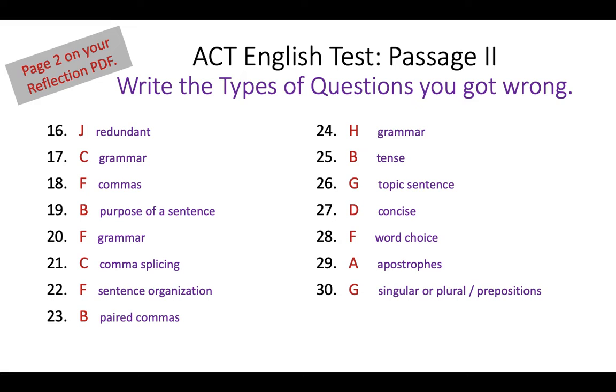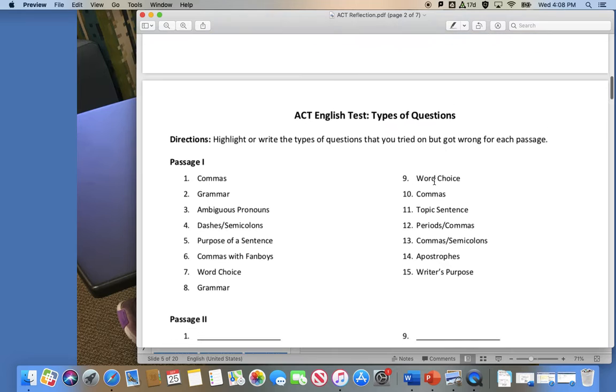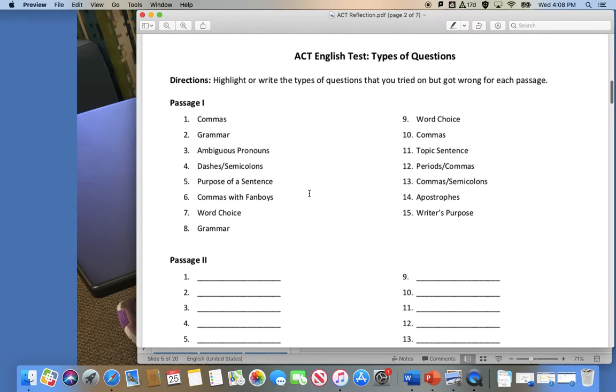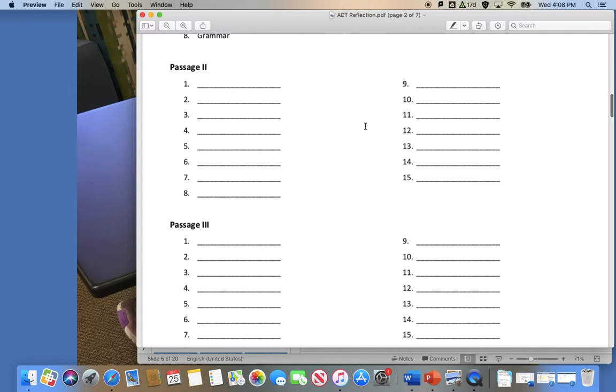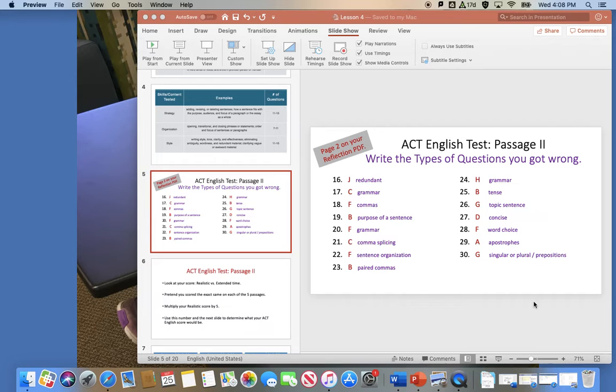And what I want you to do is on page 2 of your reflection, I want you to write down the types of questions you got wrong. So I had already written them down for passage 1, and you just had to highlight which ones you got wrong. But for passage 2, you need to write out what types of questions. So if you got number 1 wrong, you would write redundant next to it, right?